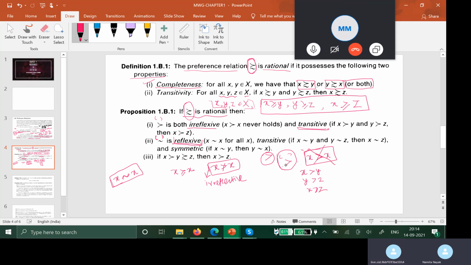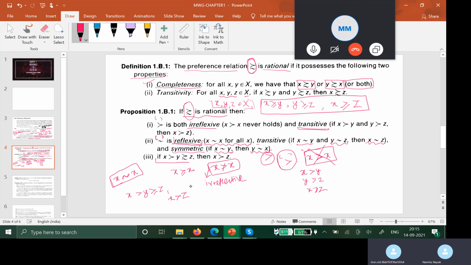For all x, x will be indifferent to itself. Then it will be transitive. If x is indifferent to y and y is indifferent to z, then x is indifferent to z. And then symmetric. Symmetric means if x is indifferent to y, then y is also indifferent to x. Any doubt? Next, the third one: if the preference relation is rational, and x is strictly preferred to y and y is at least as good as z, then x will be strictly preferred to z.